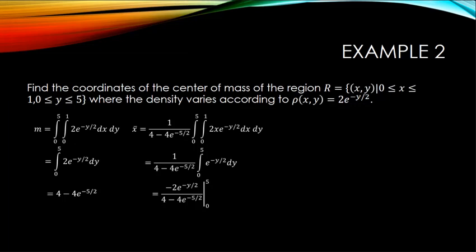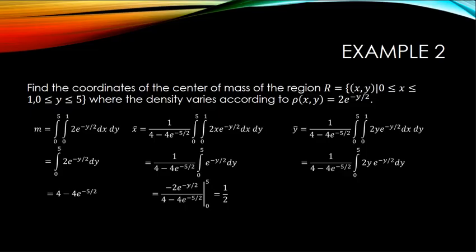I do that integral and plug in the limits of integration, simplify, and I get 1/2. Y bar is equal to 1 over the quantity 4 minus 4 times e to the negative 5 halves times the integral from 0 to 5 of the integral from 0 to 1 of 2y e to the negative y halves dx dy.